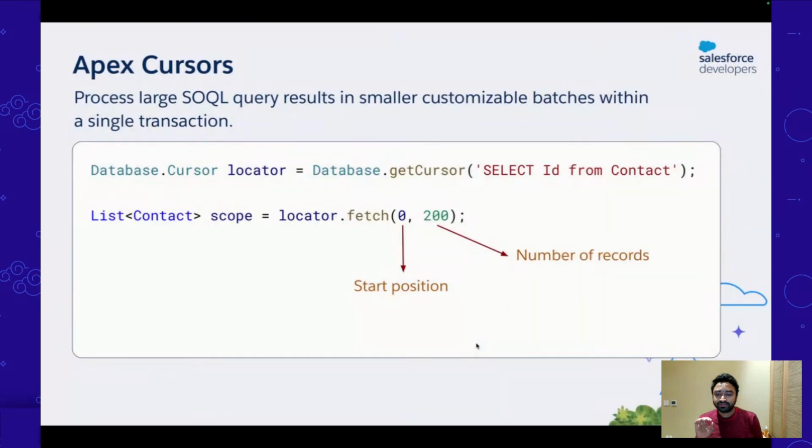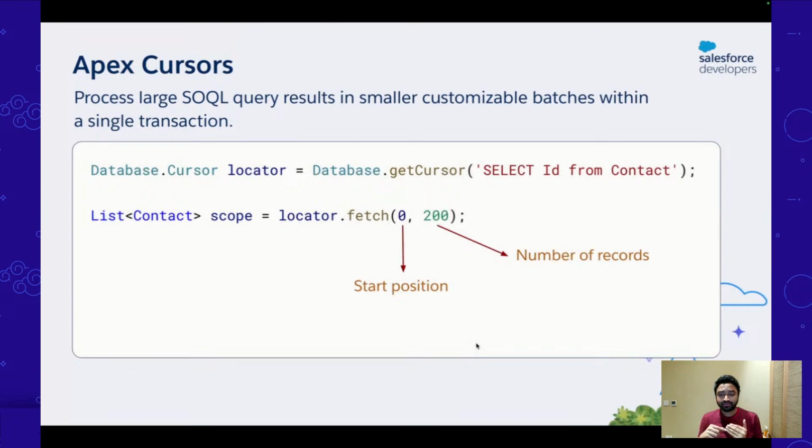Now, once you have the locator, you can start getting small batches of data from that particular cursor. The syntax for that is locator.fetch, and it takes two parameters. First is the start position, and the second one is the number of records. So if I want to fetch the first 200 records from the cursor, I'm going to use locator.fetch.